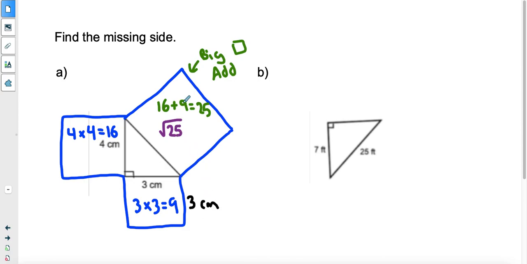Why? Well, to find the area of a square, remember, all we're doing is multiplying the number by itself. In essence, we're squaring the number to get the area. So if you want to do that in reverse, if you want to find the side length, if we know the area, then we need to take the square root. The square root of 25 is equal to 5. So the length of this side, the missing side, is 5 centimeters.